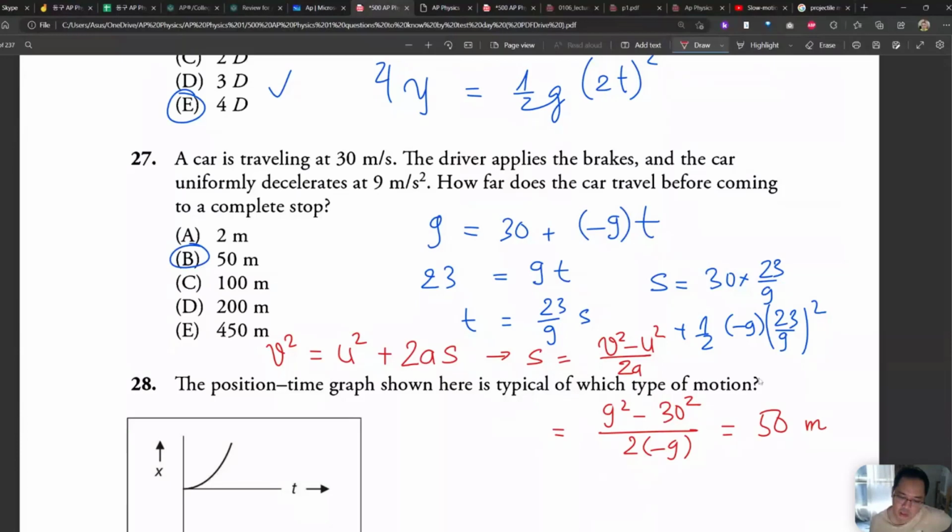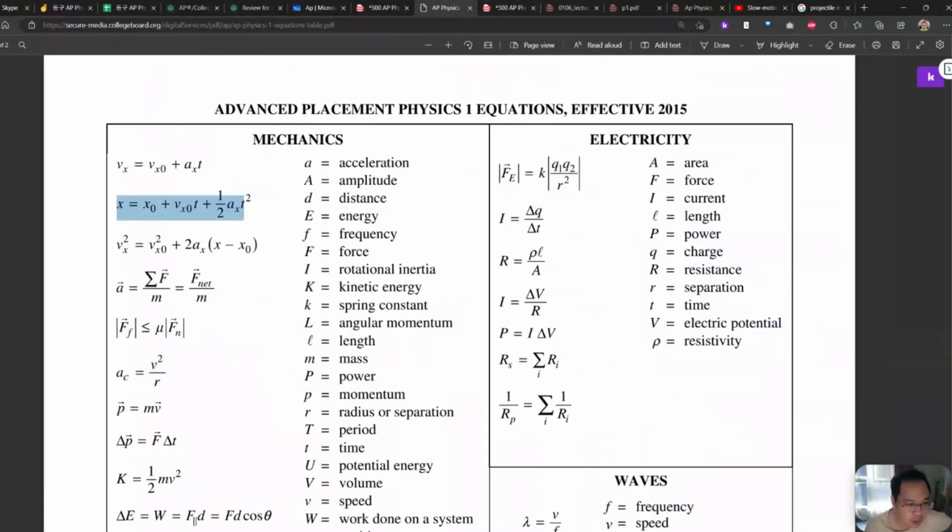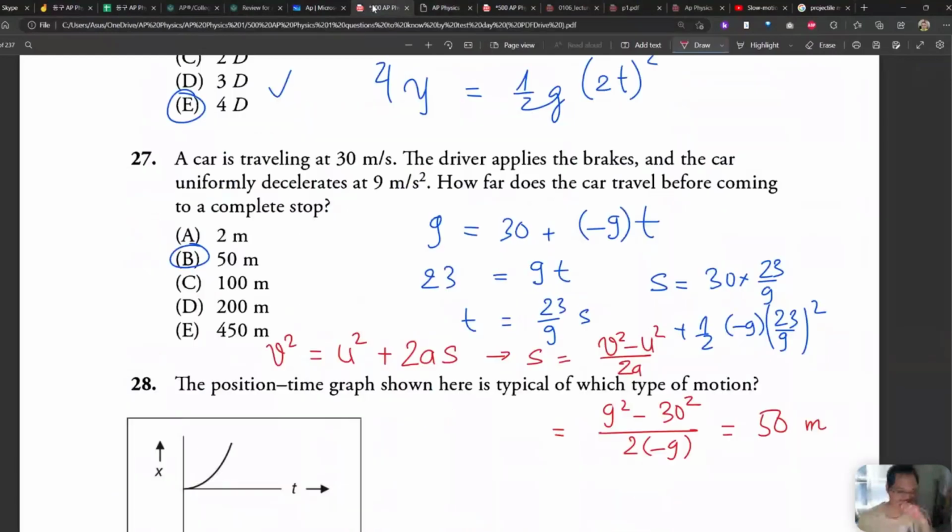Okay, so this method is shorter, but the equation is not given in the formula sheet. Oh no, this one is in the formula sheet. Let me check that. Where is it? Oh, here. Sorry, that's all. Okay, that's it.